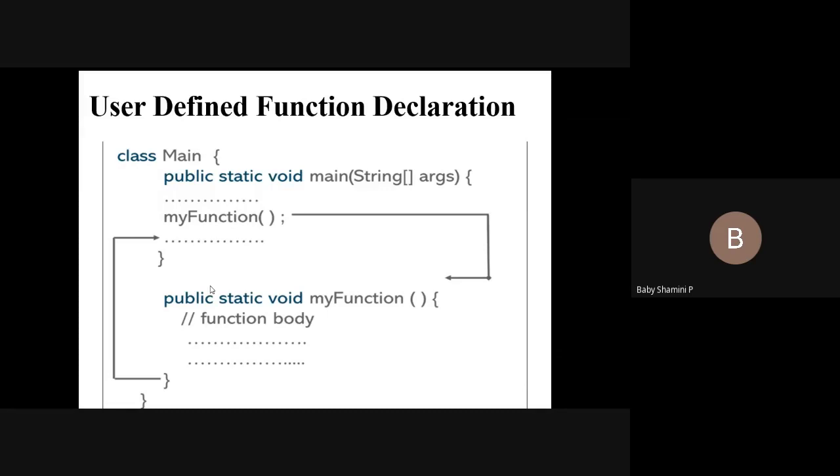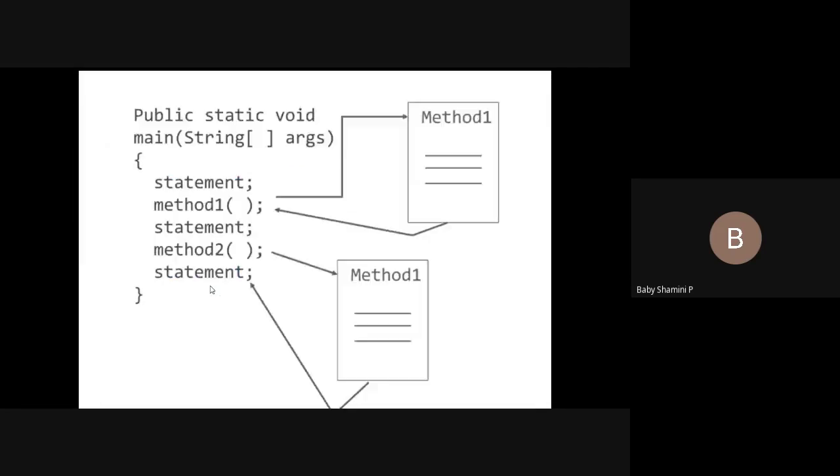Once the control reaches the function call statement, it directly moves to the function definition. Next one is the function definition, that is public static void myFunction. Here they declare the keyword as static. If you want, you can declare it, otherwise just declare public void myFunction, that's enough. Inside the function definition, again we have the function body. In this way, we can declare a user-defined function. So this is the syntax.